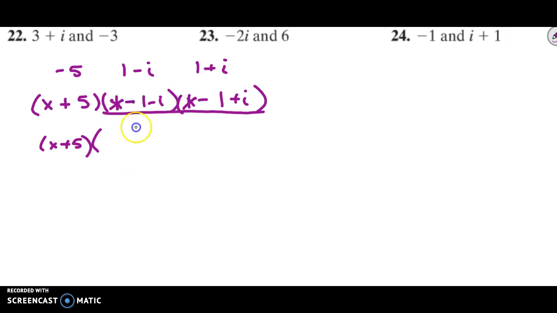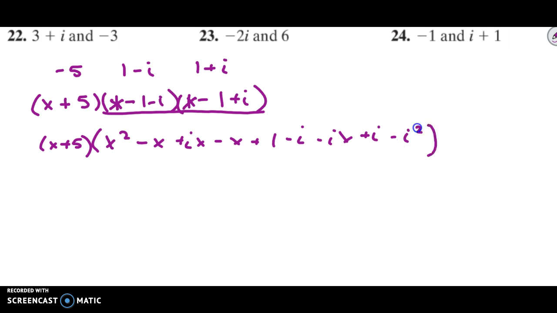So then you have x times x, which is x squared. x times negative 1, negative x. x times i, which is ix. Then the next term, negative 1 times x is negative x. Negative 1 times negative 1 is positive 1. Negative 1 times i is negative i. The third term, negative i times x, is negative ix. Negative i times negative 1 is positive i. Negative i times i is negative i squared.